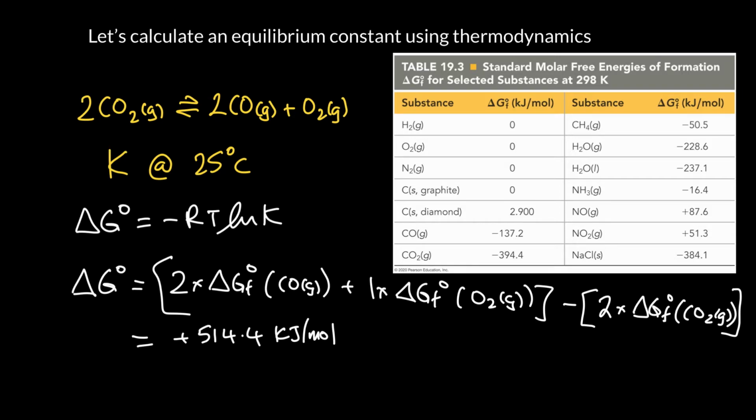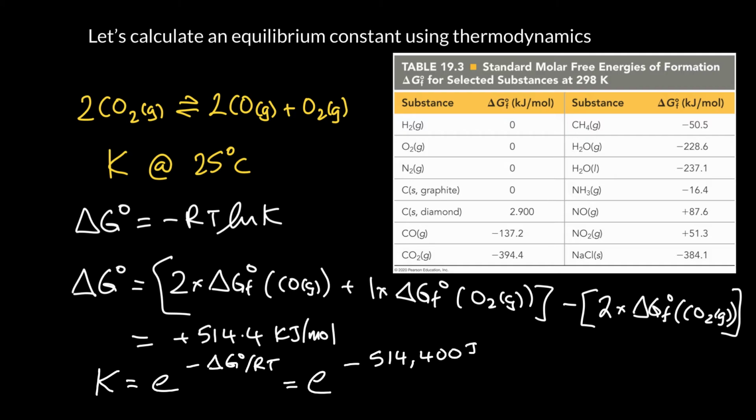That doesn't mean the reaction won't occur at all. It will occur to a very small degree, which we can calculate the equilibrium constant to express. So let's go ahead and do that now. We can take our equation and rearrange it to show that the equilibrium constant is equal to e, the base of the natural logarithm, to the minus delta G standard over RT.